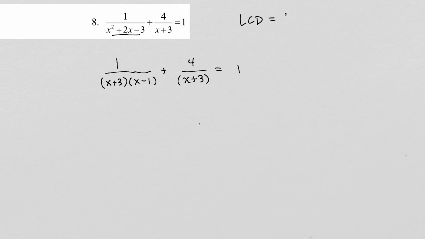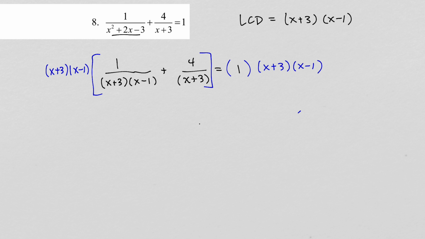In the next problem, we have a rational equation. So the first thing you want to do when you have a rational equation is factor the denominators. So this denominator here will factor into (x plus 3) times (x minus 1). The second denominator is already in factored form. And so now we can see the least common denominator is (x plus 3) times (x minus 1). So I'm going to multiply the left-hand side by x plus 3 and x minus 1. And I'm going to multiply the right-hand side by x plus 3 and x minus 1.